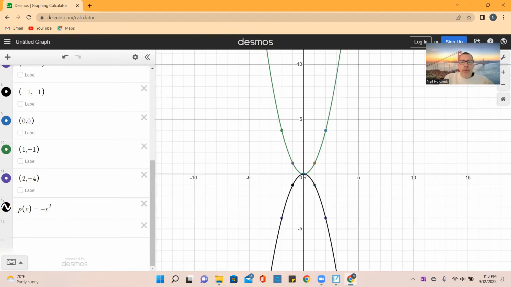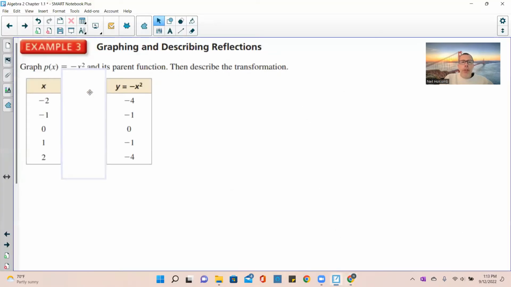The 0, 0 is the point where they meet or touch, the line of reflection. They touch right there. -1, comma 1 gets reflected over to -1, -1, and so on. So these are all just reflections across the x-axis. That's a reflection of the parent function, green, y equals x², across the x-axis, giving y equals -x². So the transformation is a reflection across the x-axis.